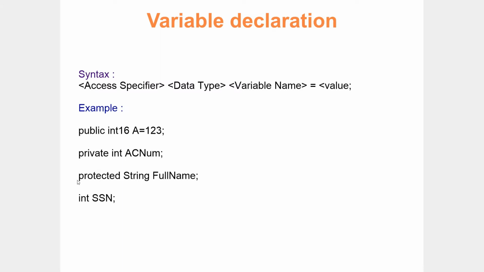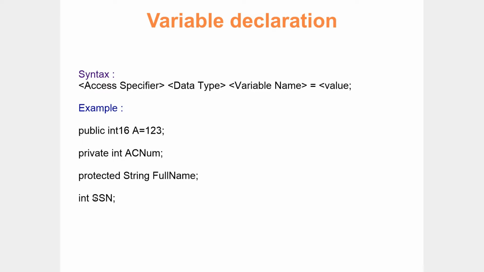Access specifier, I'm defining it as protected. Data type, I'm going to store my name. So a name will have a collection of characters. If you are going to store a collection of characters, it should be defined as string. So my data type is string. Next, the name of the variable is full name. Actually, whenever you are defining your variable, these three things are mandatory: access specifier, data type, and variable name. Value is optional, but these three are mandatory.